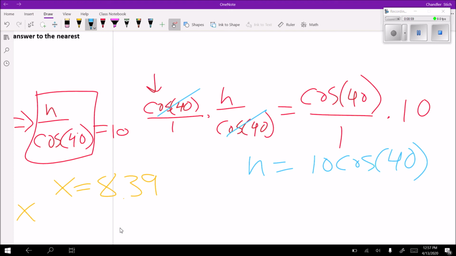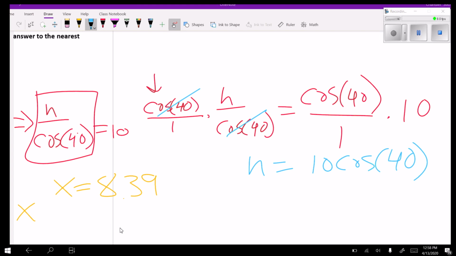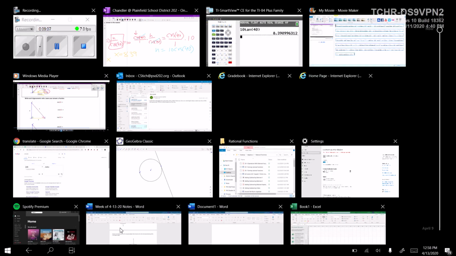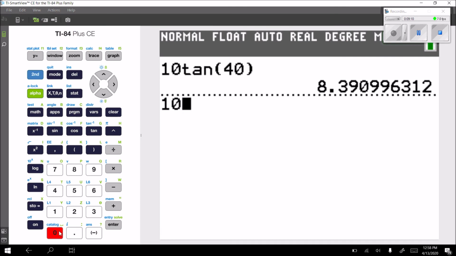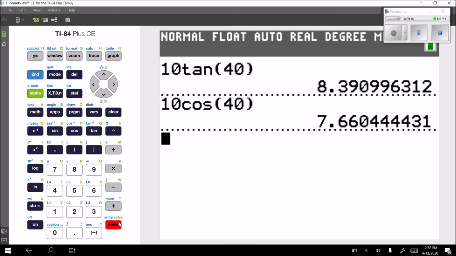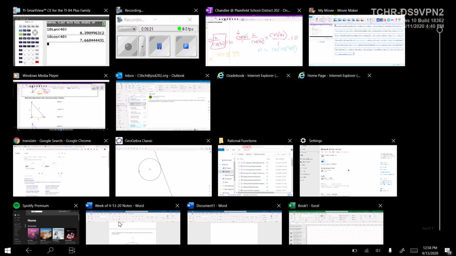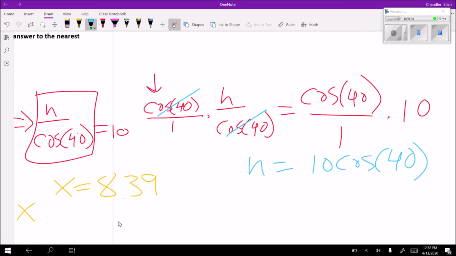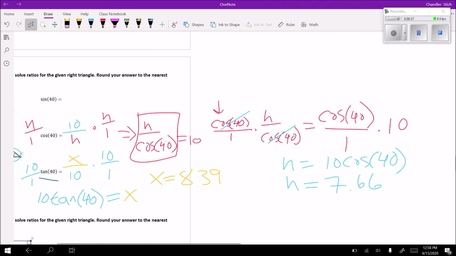Now, you can go to your calculator. 10 times the cosine of 40. 7.66. H equals 7.66. I know that was a lot of work.